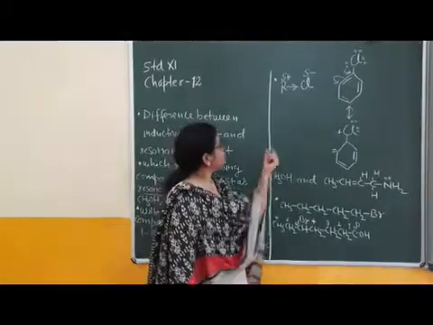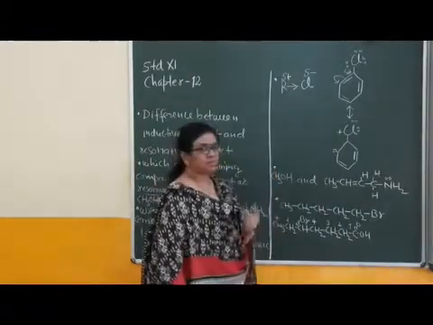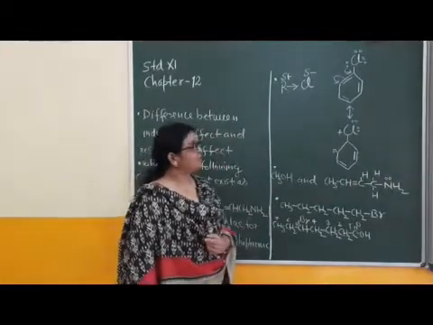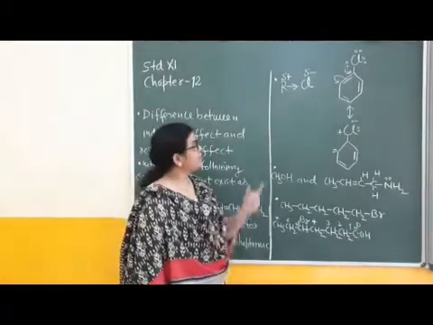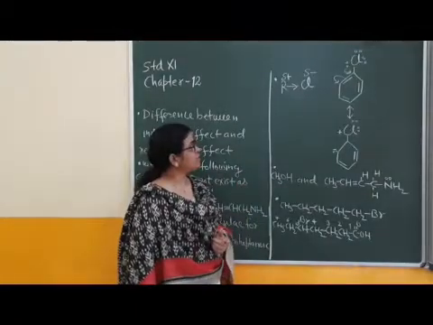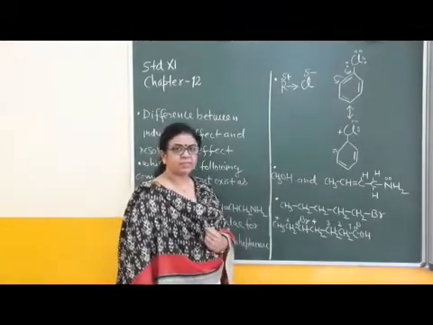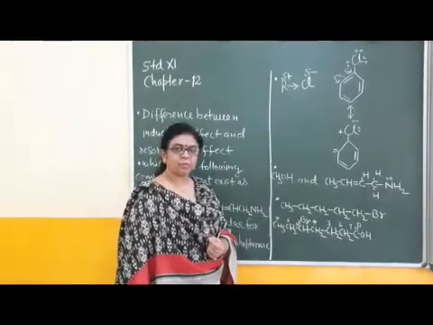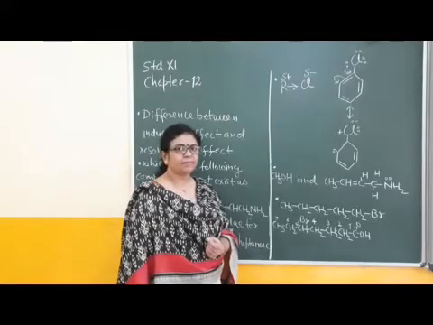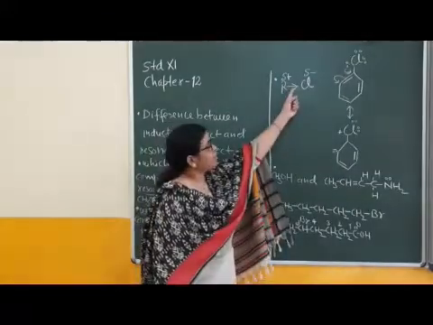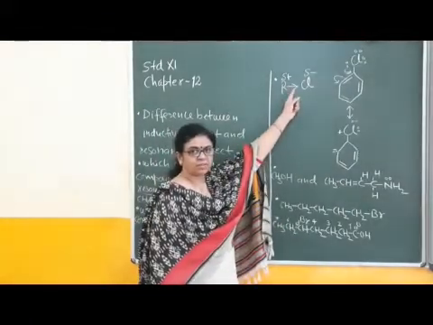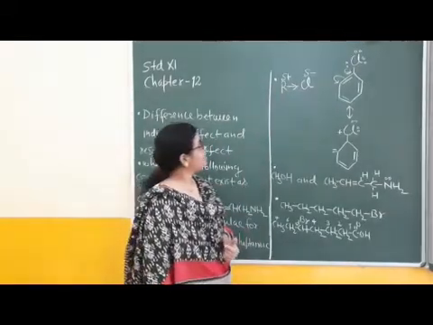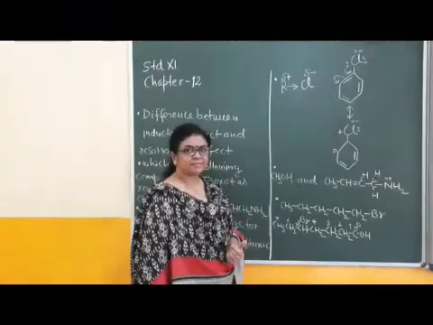Second difference: after partial displacement of sigma electrons towards the more electronegative atom, the more electronegative atom becomes partially negative. It attains partial negative charge, and the second atom partial positive charge. Partial means development of polarity within the chemical bond. This delta is showing partial: delta plus on carbon and delta minus on Cl.